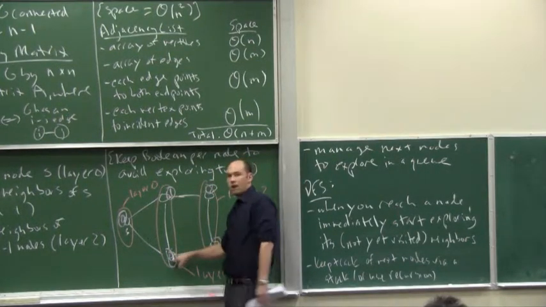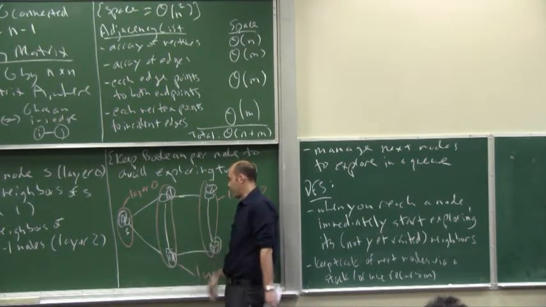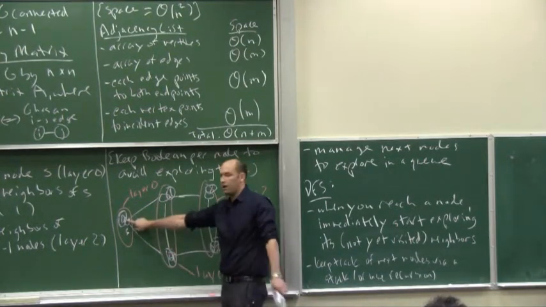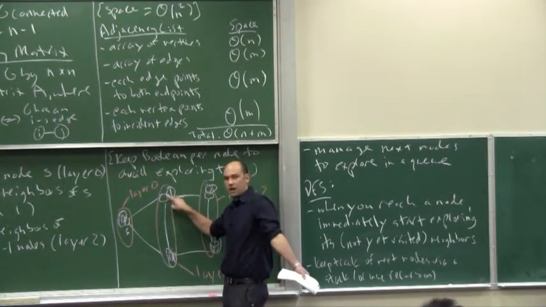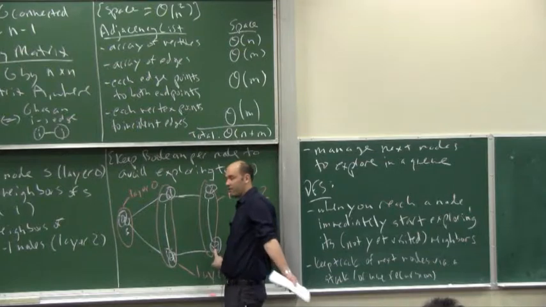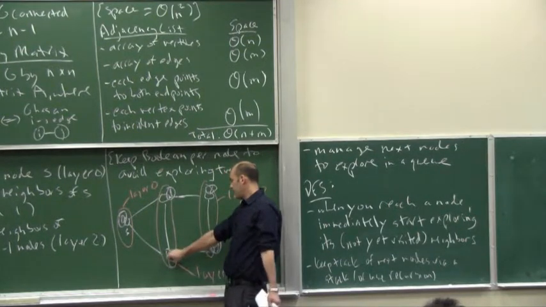When we get to 4, at this point, we try to explore further. So what are the neighbors? Well, we could try to go here, but we've already been there, so we're not going to explore it again. We could try to go here. We've already been there. We're not going to explore it again. Similarly, we just came from here. We don't need to explore it again. So here, there's nowhere to go.